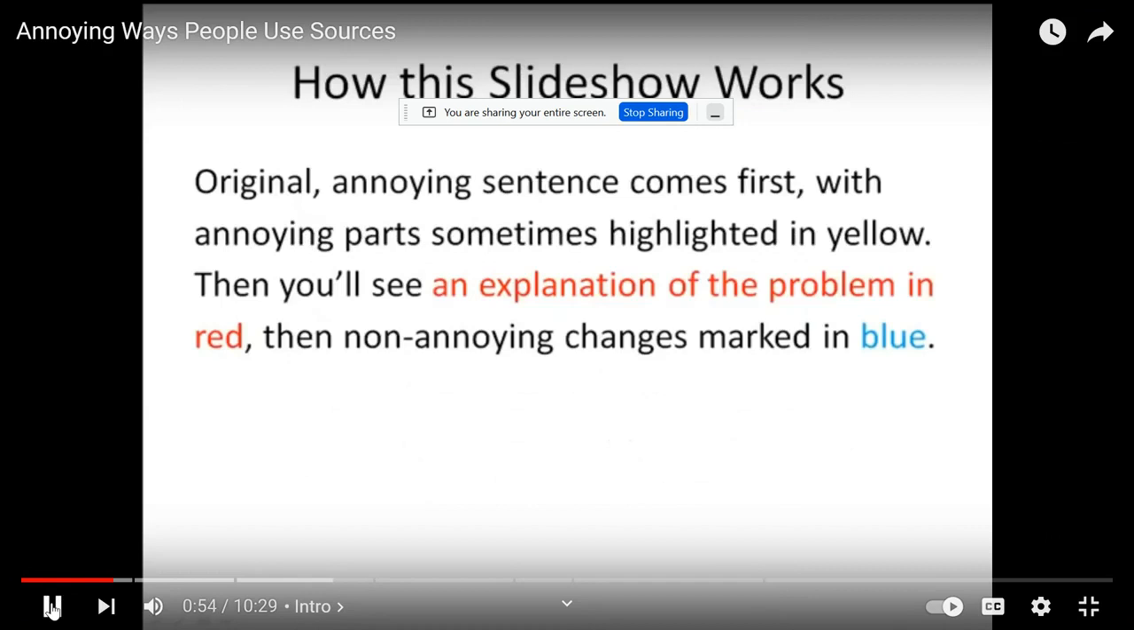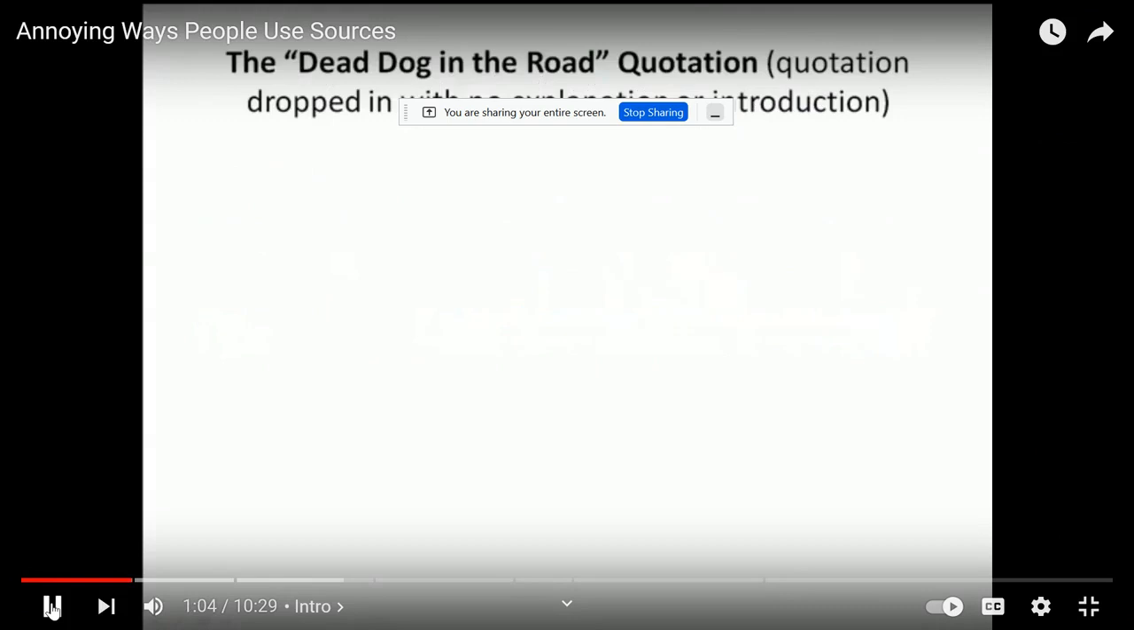You'll notice in the slideshow that I'll occasionally highlight things in yellow, which means look especially at this annoying part of the sentence, and then I'll explain the problem in red, and then I'll fix them in blue. It's so calming, nice. The first kind of annoying thing I want to talk about is the dead dog in the road quotation. You experience this, right?